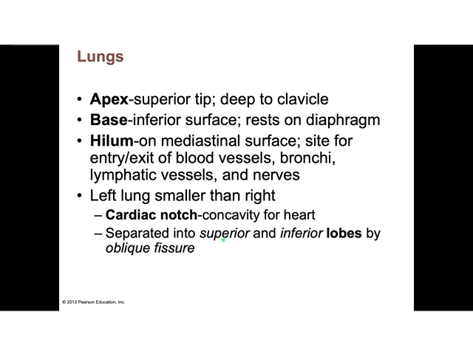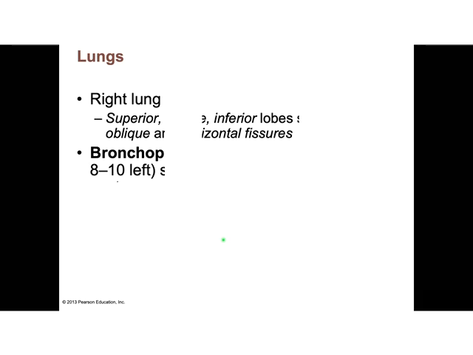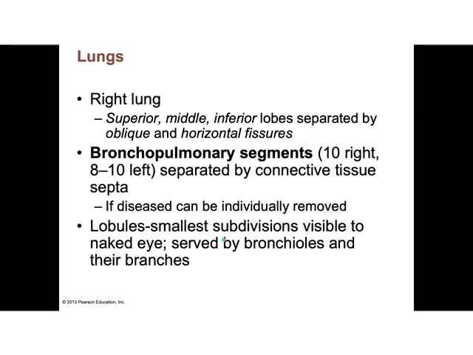So the left lung really is just there to assist in breathing. The bulk of the respiration and the ventilation happens in the right lung. The right lung has 3 lobes and about 10 segments in those 3 lobes, separated by connective tissue. On the left side, we have between 8 to 10 segments in 2 lobes. So if a lobe goes bad, we can take the lobe out and the integrity of the lung can be maintained. The lobules are the tiniest subdivisions, and they're served by bronchioles and their branches.